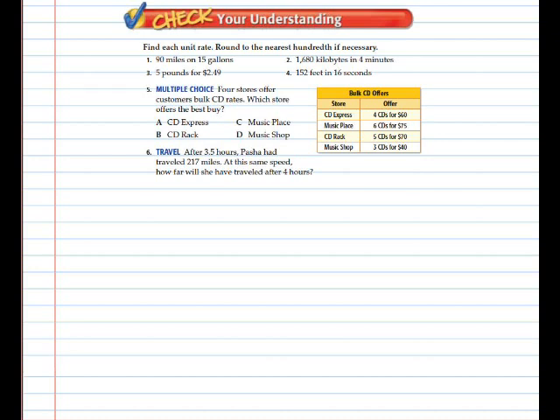Find each unit rate, round to the nearest hundredth if necessary. So miles per gallon in example 1, 90 divided by 15. We can divide both of those by 5. So we have 18 over 3. Simplify again, which is 6 over 1. So the unit rate there is 6 miles per gallon.